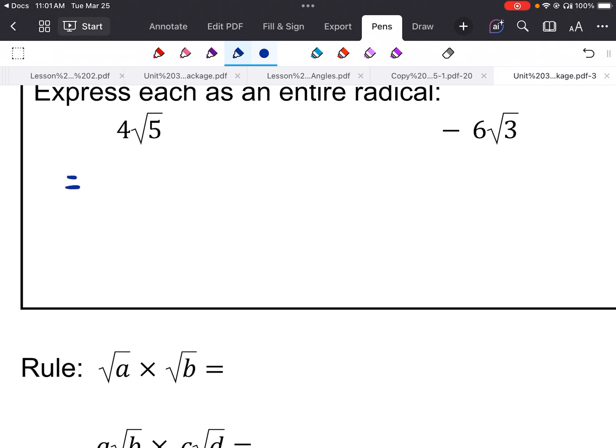So 4 root 5. In order to put 4 under a root sign, we have to square it. 4 squared is 16, so the 4 turns into root 16. The root 5 stays the same, and then we just multiply those numbers. 16 times 5 is 80. So 4 root 5 is the same as root 80.